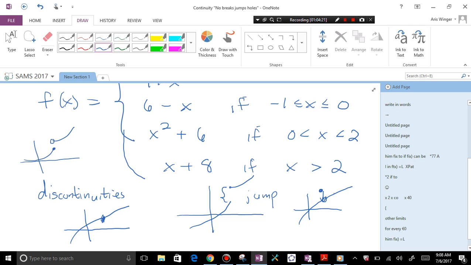There are some other ones that are just crazy, right? Like 1 over x squared at the origin. That just goes to infinity. We don't have any.